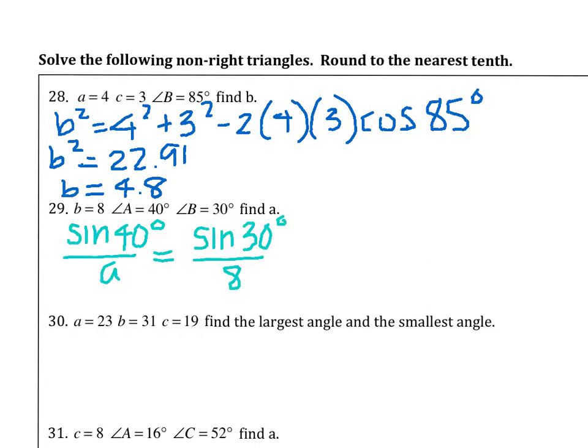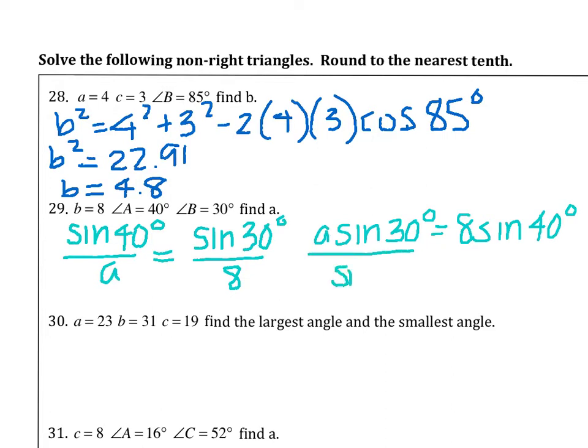For 29, since we're talking about two angles, I am using law of sines. So when I set this up, I can tell that I do not need to use sine inverse because we know both the angles. So I'm just going to start by cross multiplying. So I have a times the sine of 30 degrees equals 8 times the sine of 40 degrees. I want to get a all by itself, so I'm going to divide both sides by the sine of 30 degrees. And this is something that we can just put straight into our calculator.